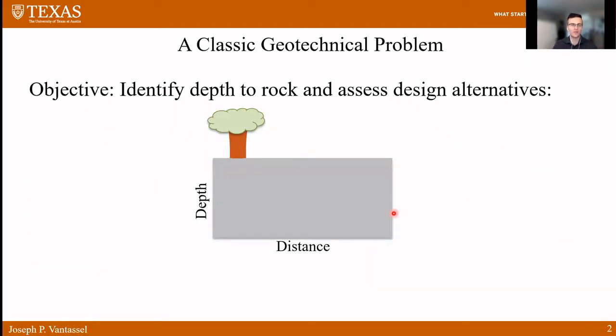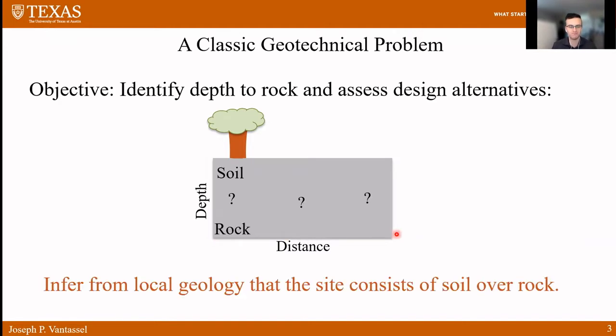To begin, I'm going to provide some motivation to this topic by looking at a classic geotechnical problem where we have a site and we're interested in identifying the depth to rock to be able to assess our different design alternatives. So here we're looking at a slice into the ground, with depth along the vertical axis and distance along the horizontal axis. For this site, we can infer from local geology that there's a soil deposit over a rock layer down at depth. And the question that we're really trying to solve is, where is that soil-rock interface?